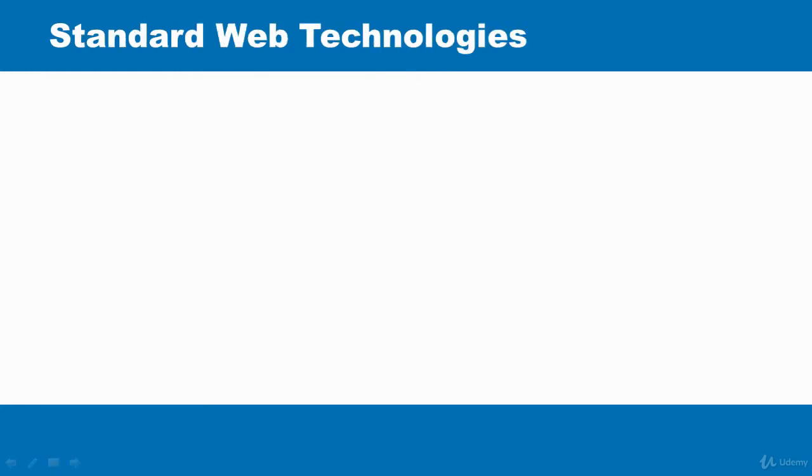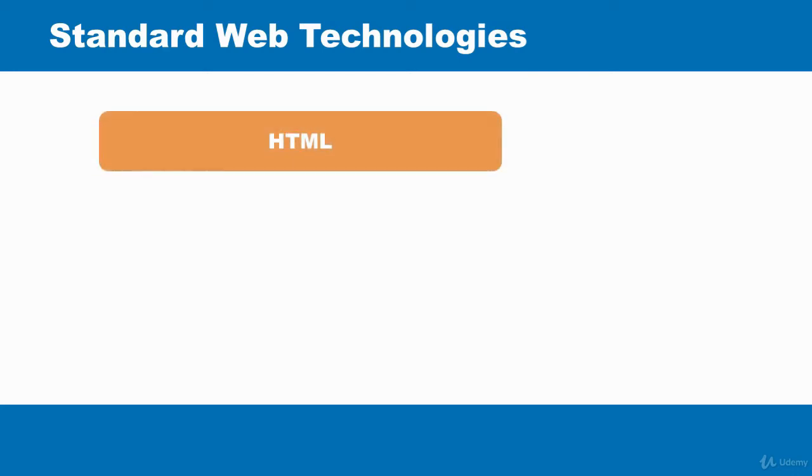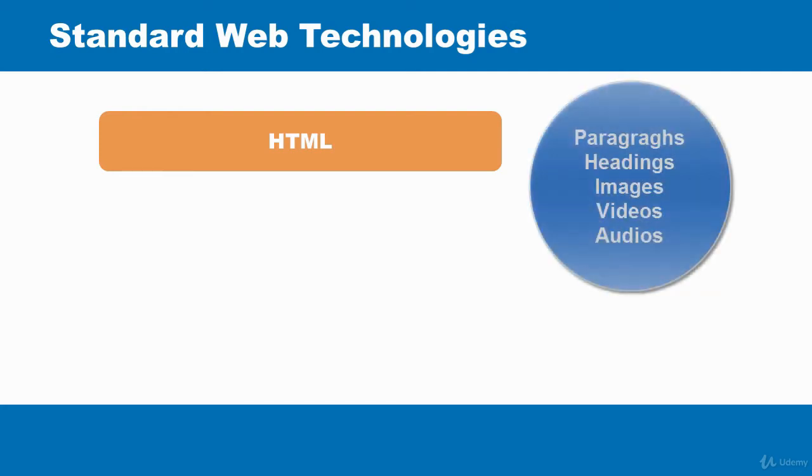The standard web technologies have 3 main layers. The first layer is HTML. This is the markup language that we use to structure and give meaning to our web content. For example, defining paragraphs, headings, and data tables, or embedding images, videos, and audios to a page.